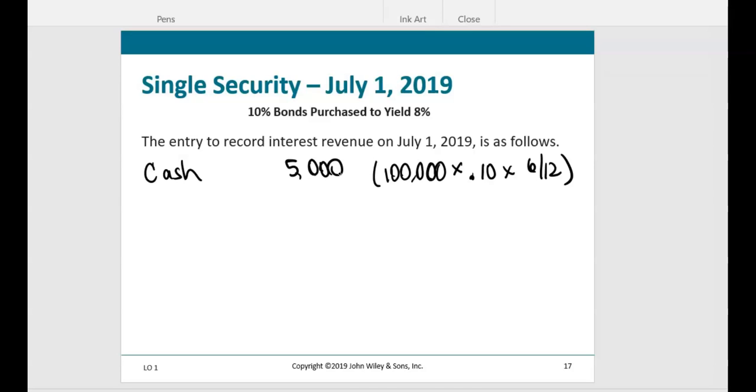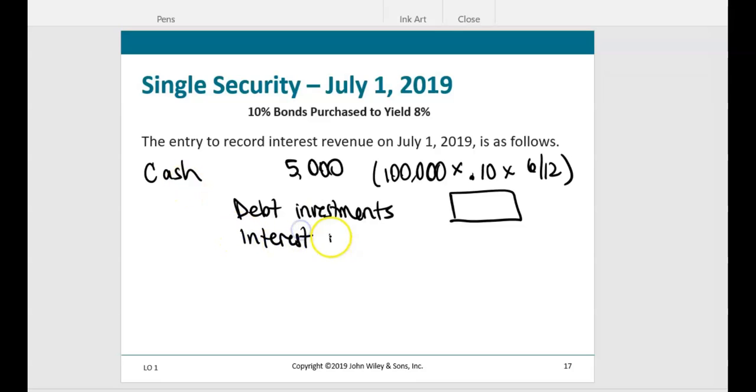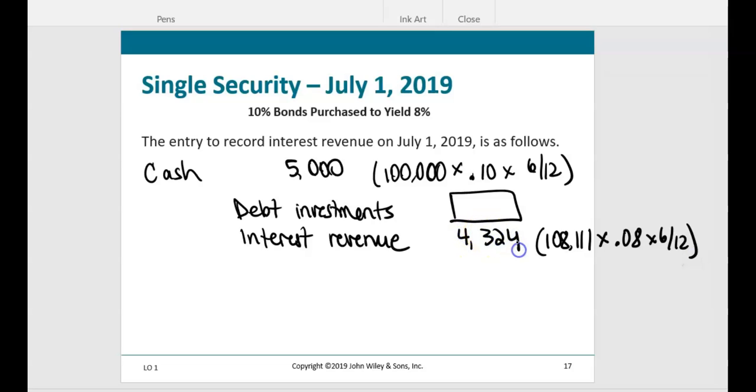Because the debt investment was purchased at a premium, that premium is going to decrease over time. So we are going to credit not the premium account, but we're directly going to credit the account debt investments. The amount is going to be the difference between the cash and the interest revenue. So let's go ahead and solve for our interest revenue. This is equal to the acquisition cost and amortized cost at this point times the effective or market rate of 8% times 6 over 12. And that gives us interest revenue of $4,324. The difference between the cash that we receive and our interest revenue is our decrease to the asset debt investments of $676.